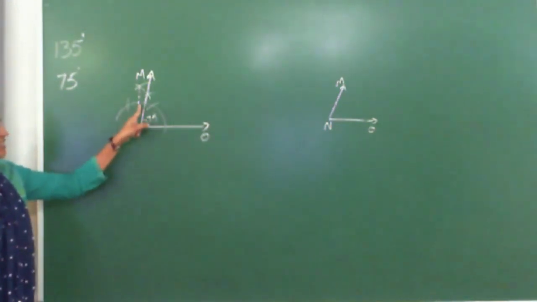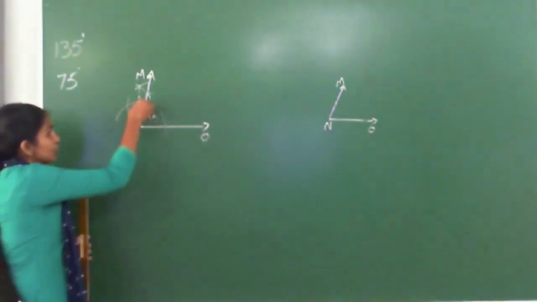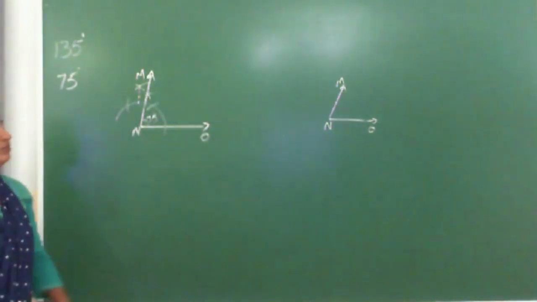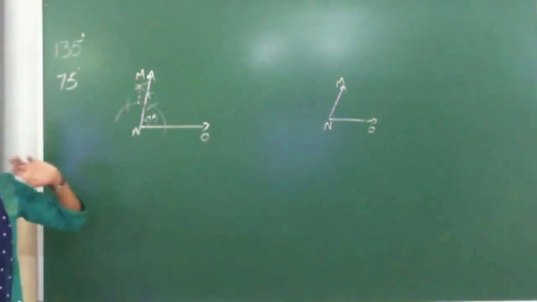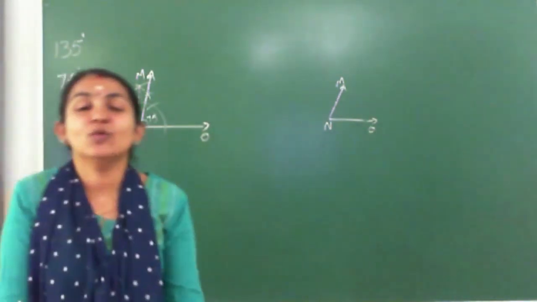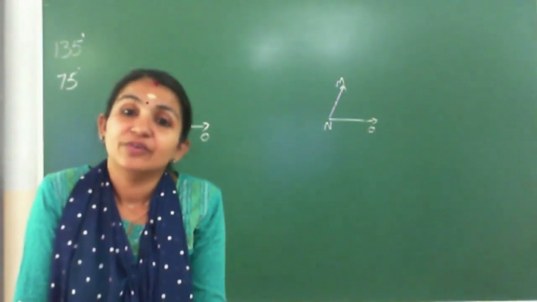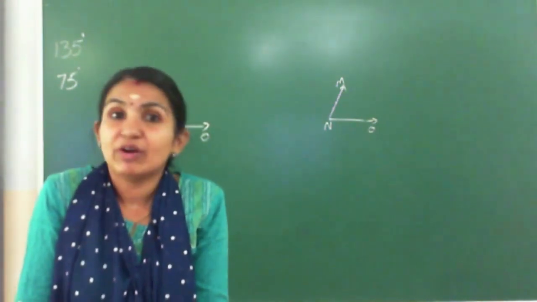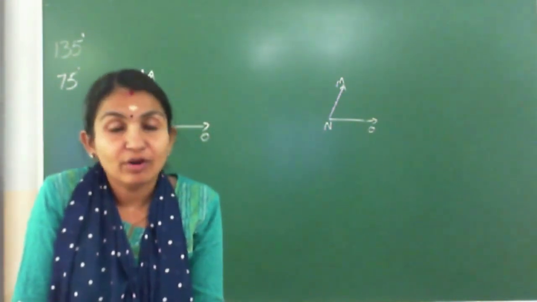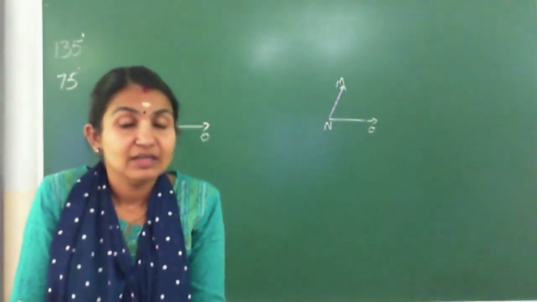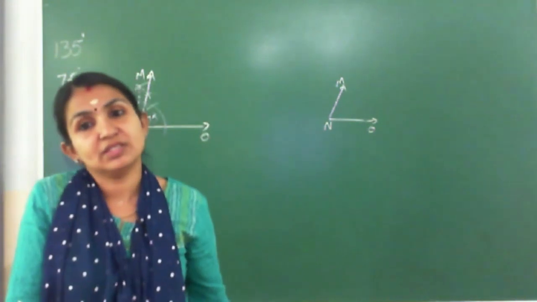60, 120, 90. If you want, you can join it till this. There is no problem. Just for clarification, I marked a dotted one till this. So 135 and 75 we completed. We have enough and more. 150 you can draw, 105 we can draw, and many more things. 15 also we can.